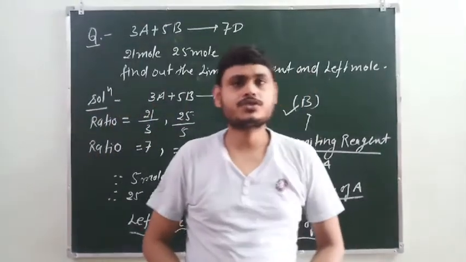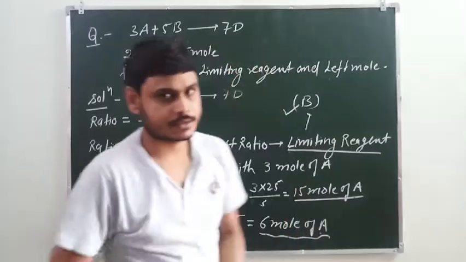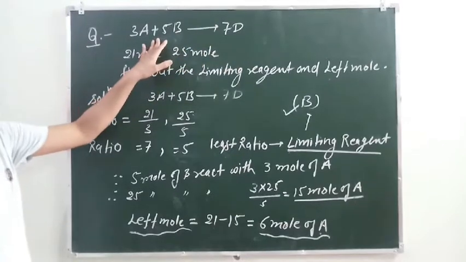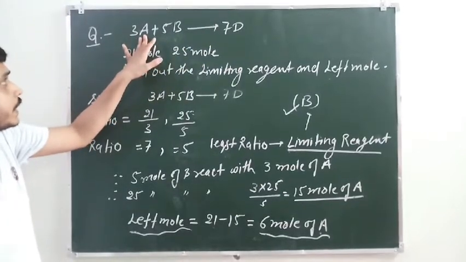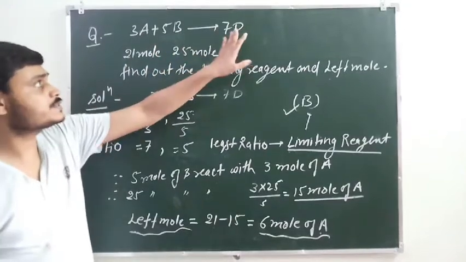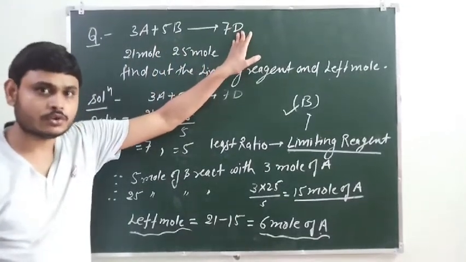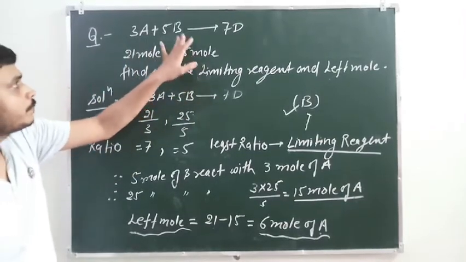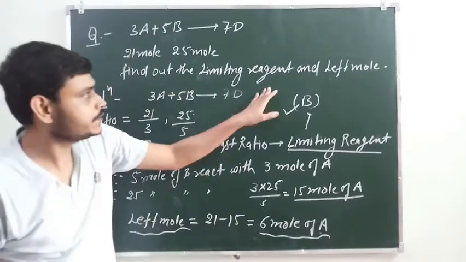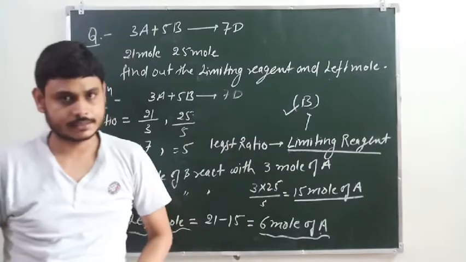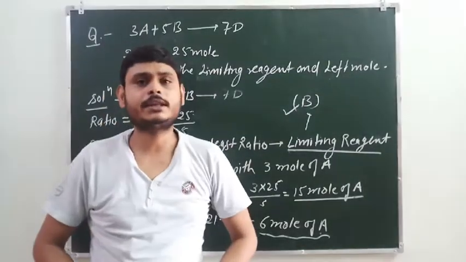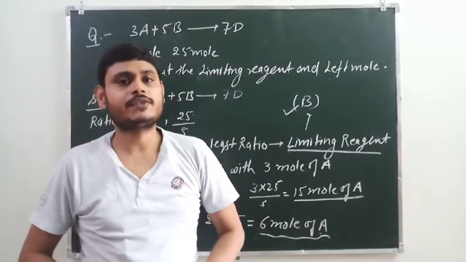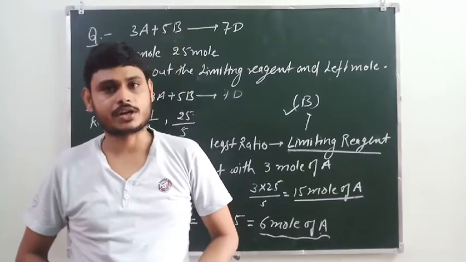This is the first question, which is based on the limiting reagent. The reaction given in the question indicates that 3 mole of A react with 5 mole of B to give 7 mole of D. According to the question, if 21 mole of A react with 25 mole of B, then find the limiting reagent and the left mole of excess reagent. We know that limiting reagents are those reagents which get finished first in a multi-reactant reaction.